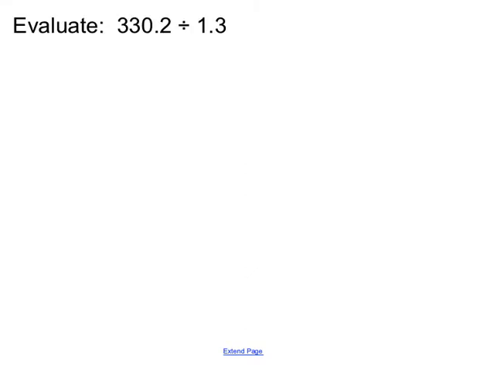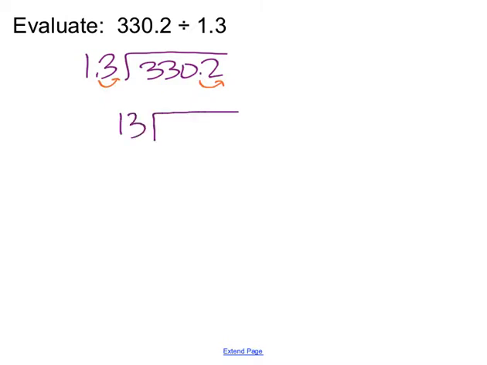So let's do an example. 330.2 divided by 1.3. Well, I would do 1.3 goes into 330.2. Now, I do need to change this to an integer, so I'm going to move it over. And this gives me 13 divides into 3,302.